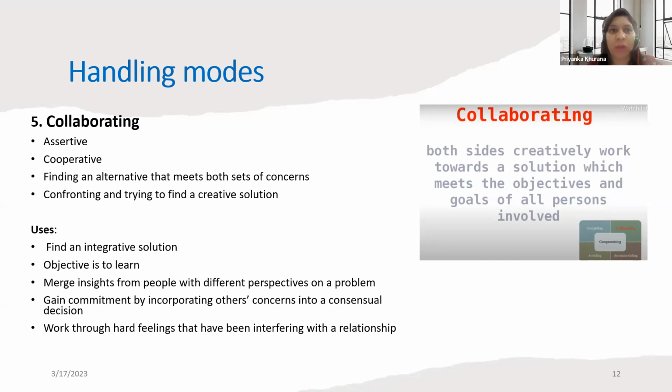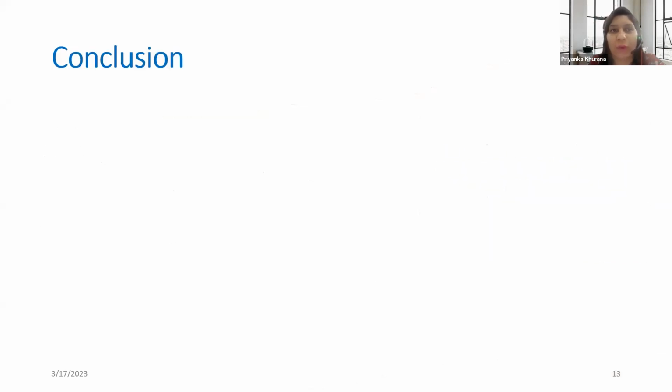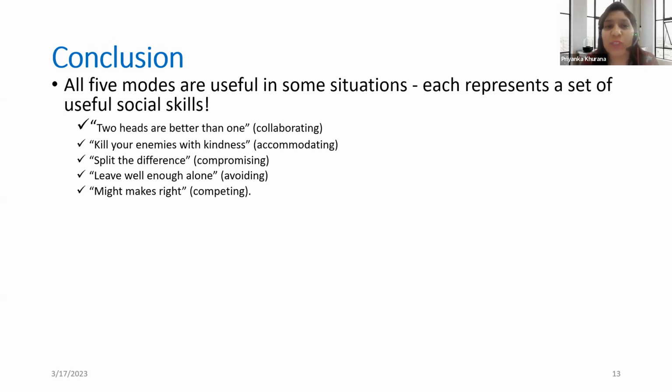Next, I would like to talk about the conclusion or some of the takeaways that a team can take from here, and the people watching this video can take away from this session, which is that all these 5 modes are useful in some situations. Each represents a set of useful social skills. There is no wrong or right mode that we should opt for. People's behavior changes over time depending on the situation they are in. So none of these modes are good or bad. All of them are equally important and possess different social skills.